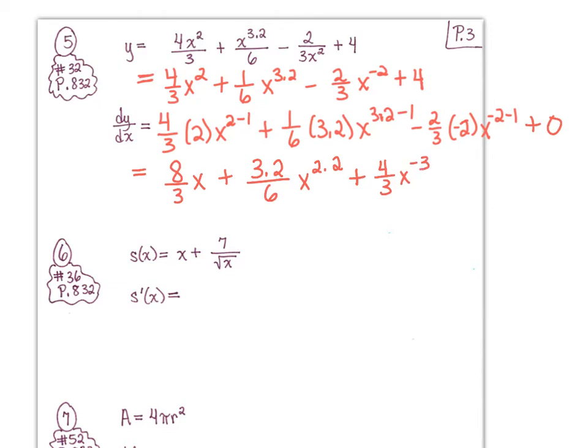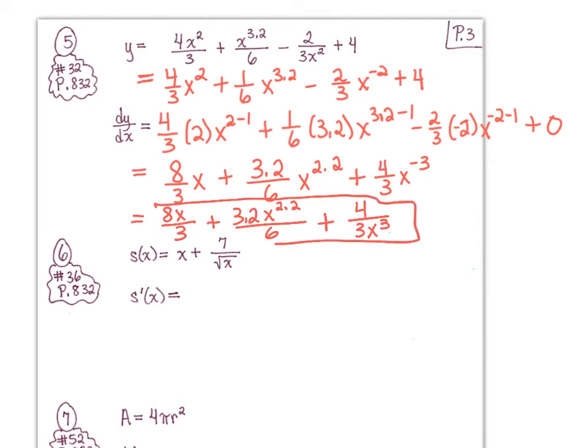Good. Now we can rewrite this similar to the format it was given, right? So rewriting it in a similar format, we get 8x over 3. Good. Continue. Plus 3.2 x to the 2.2 over 6, good, and then plus 4 over 3x to the third. Good. And that's your final answer.